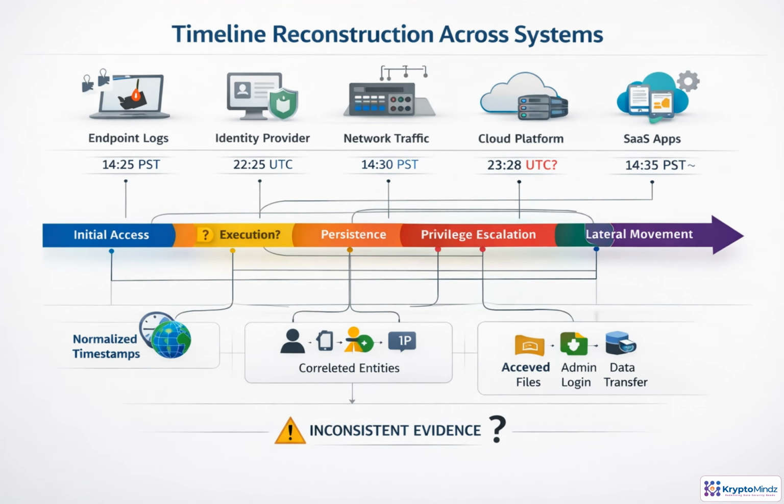Timeline reconstruction turns scattered signals into a defensible incident story. First, the agent normalizes time, because time zones, ingestion delays, and clock drift can make the same event appear hours apart. Next, it correlates shared entities such as user, device, IP, session, process, or cloud role. From there, it maps activity to stages like access, execution, persistence, escalation, movement, and exfiltration. When evidence conflicts or is inferred, the agent should label that uncertainty clearly.